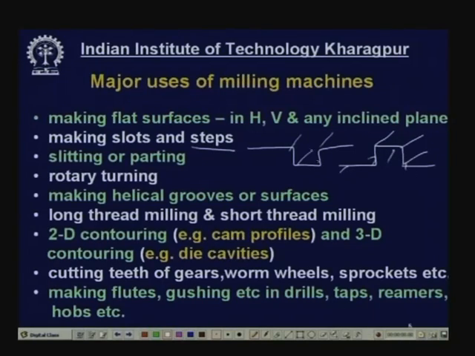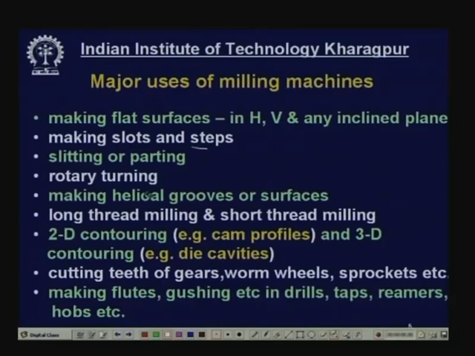Then coming to slitting or parting. That is parting a plate into two pieces or a strip into two pieces by just a cutting action. Now, rotary turning. Turning is done in a lathe-like machine by a single point turning tool, but in some cases if required, this turning operation, that is production of a surface of revolution, can be done by rotary cutting tools which look or behave like milling cutters.